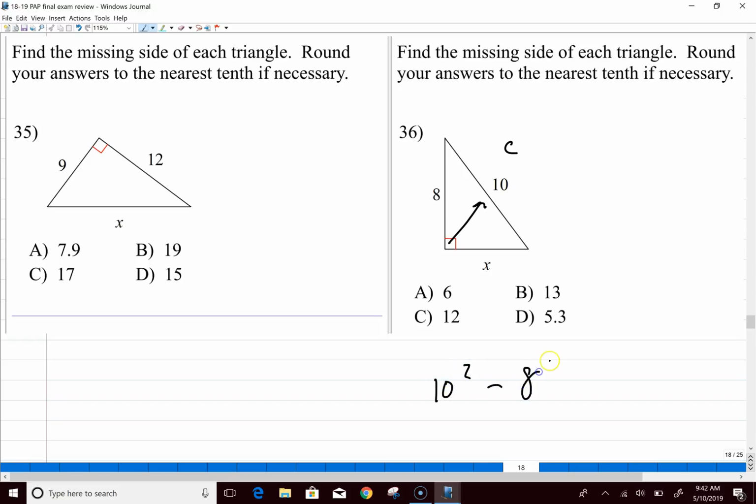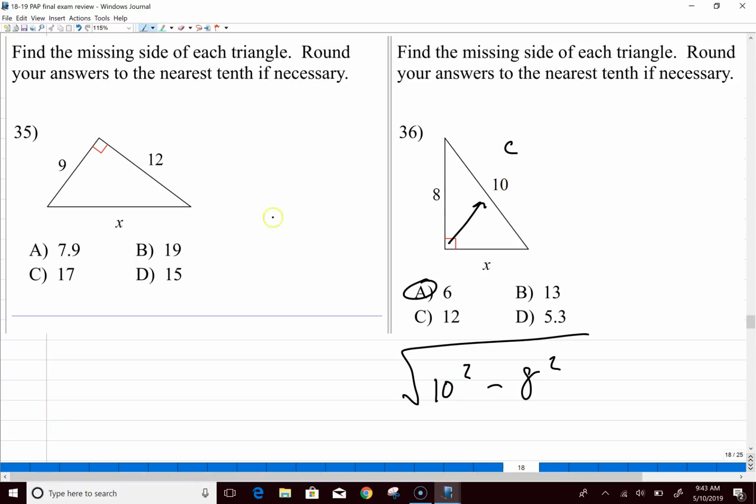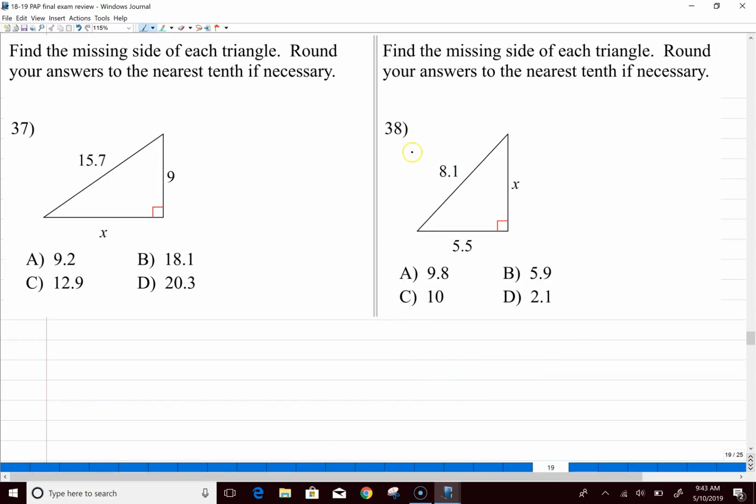10 squared minus 8 squared. Take the square root. Right? 100 minus 64 is 36, the root is 6. Remember, if you have the C, subtract. If you don't have the C, do you have the C here? No, you add. Next one: do we have the C? Yes, so subtract. 8.1 squared minus 5.5 squared. Put that in the calculator. 8.1 squared minus 5.5 squared is 5.9.